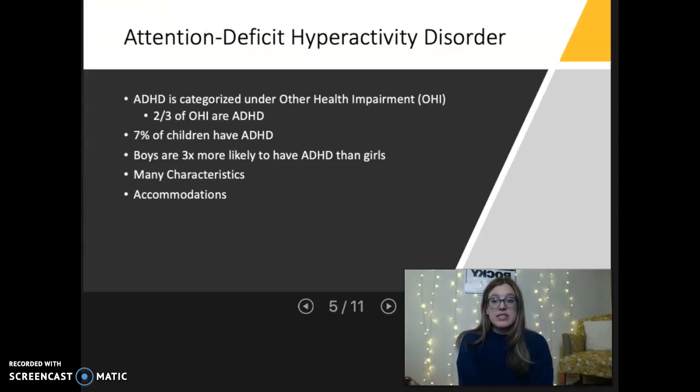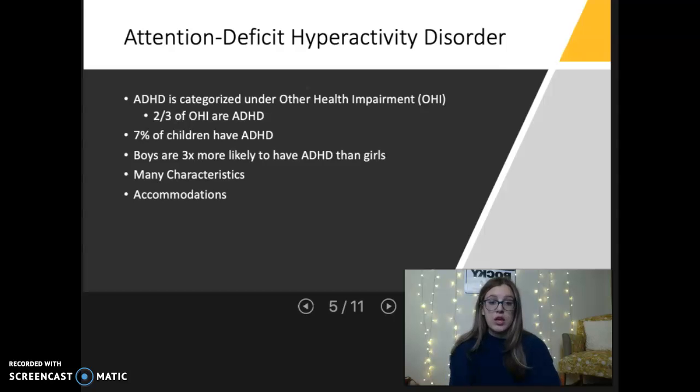The next disability is attention deficit hyperactivity disorder, or ADHD. ADHD is categorized under the other health impairment, or OHI, and 2/3 of OHI are ADHD. 7% of students have ADHD, and it's 3 times more likely to happen in boys than it is in girls. Some characteristics of ADHD could be that the student struggles to keep their hands to themselves, they can't stay in his or her seat, they could be loud, on the go, talk a lot, blurt out answers in class, they can't wait for their turn, and they often interrupt others, which can be very distracting for the class as a whole.